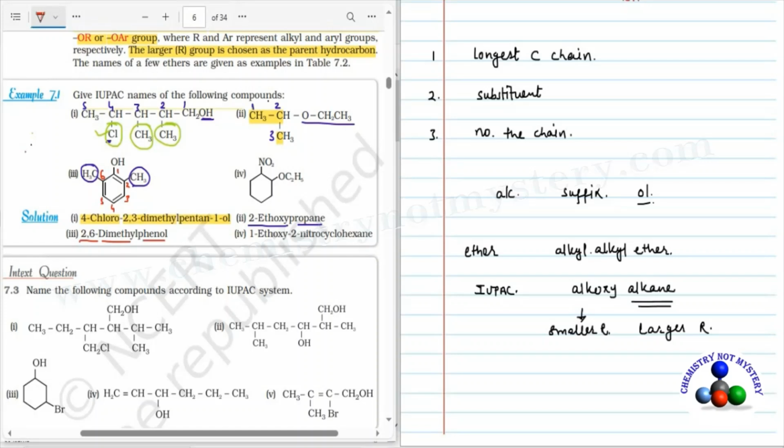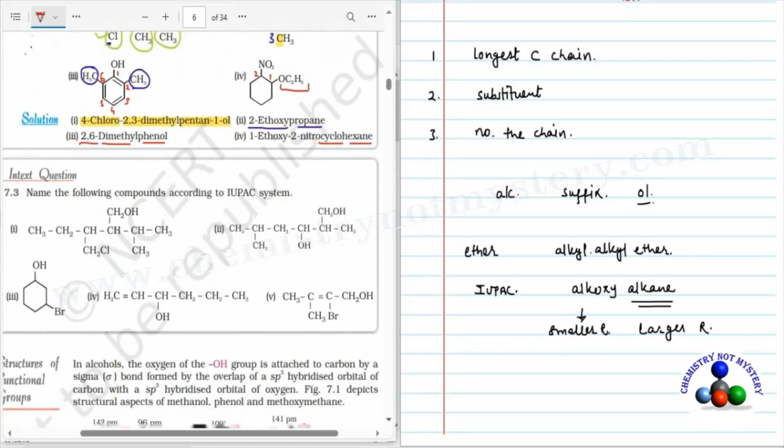Now come to the next example. Here OC2H5 is there, means this is ethoxy and a nitro group is bonded to this carbon. So when you number this chain, you will number it from here 1 and this is 2. So the name of this molecule will be 1-ethoxy-2-nitro-cyclohexane.